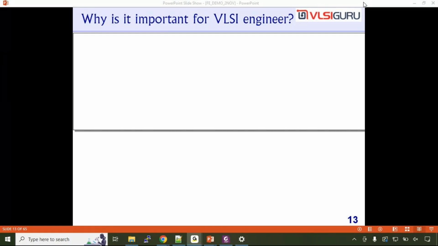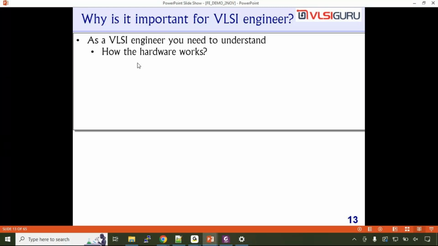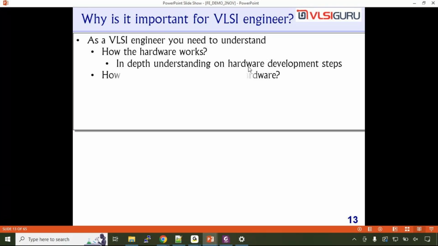So as a VLSI engineer, the person who develops this hardware should be aware of how that hardware will be used, what the expectation is, and all those things. As a VLSI engineer, we need to understand how the hardware works. This in-depth understanding is required because you need to develop the hardware. You should have a very in-depth understanding of hardware behavior. You should also know how firmware interfaces with the hardware. I mean, how your next layer works.